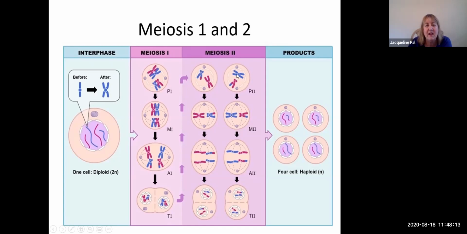And then in meiosis 2, those chromosomes line up single file, and now we separate the sister chromatids. And so if we look at these final cells, what we will notice is we have 4 cells. They're all haploid. And if you look, you can see evidence of crossing over in some of these cells.